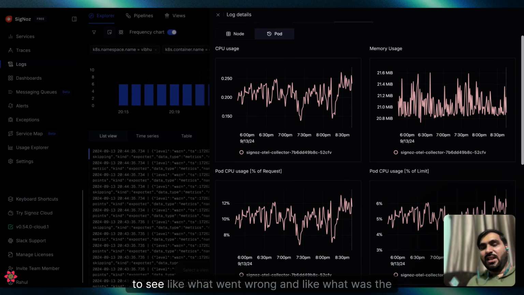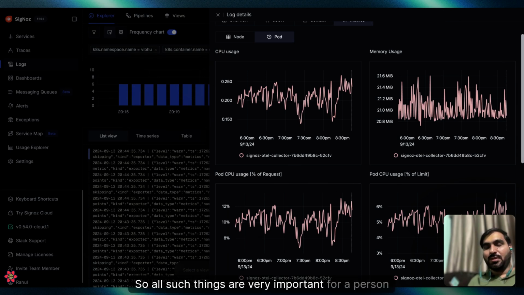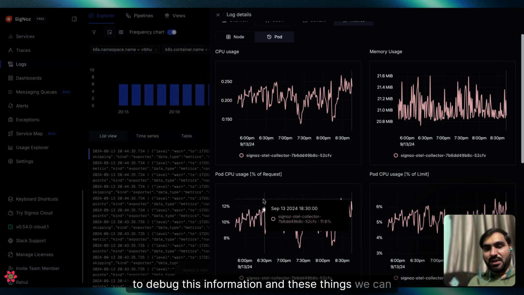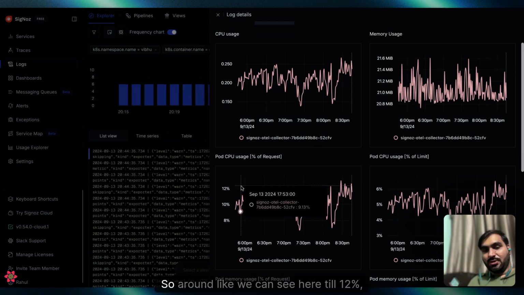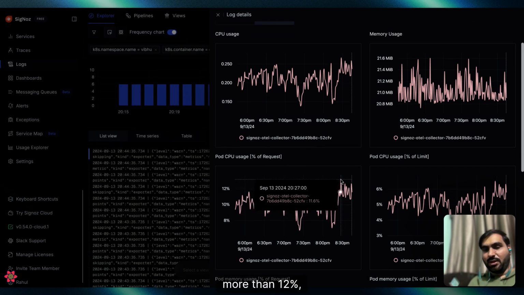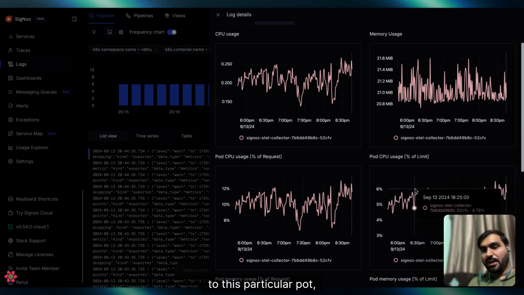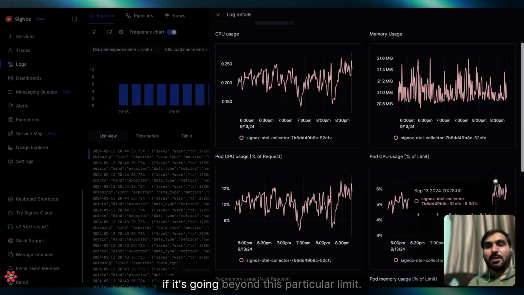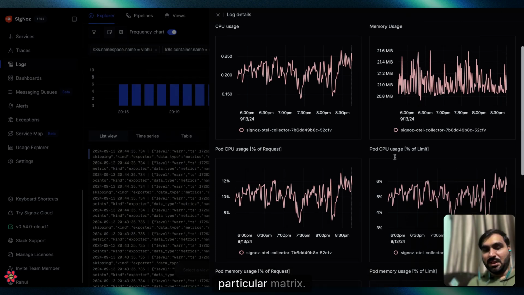But at that moment, to see what went wrong and what the limit was, and whether it spiked to that particular limit, all such things are very important for a person to debug this information. And these things we can see here. We have pod CPU usage, percentage of request. You can see here, around 12%, more than 12%, I would say around 13% we have allocated. And if I see the usage or the limit that was given to this particular pod, that is also visible. In case it's going beyond this limit, I can take the necessary steps as a developer to stop these things, or to adjust the limit. All such scenarios can be handled by looking at this particular metric.